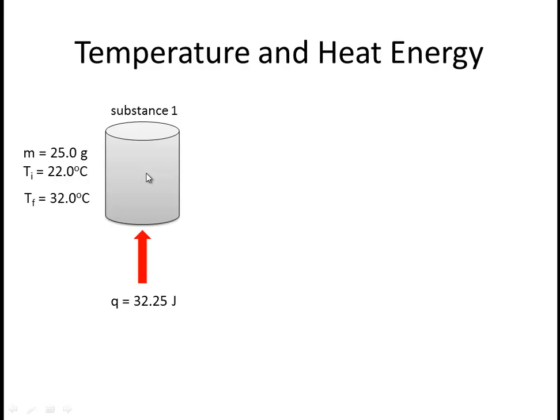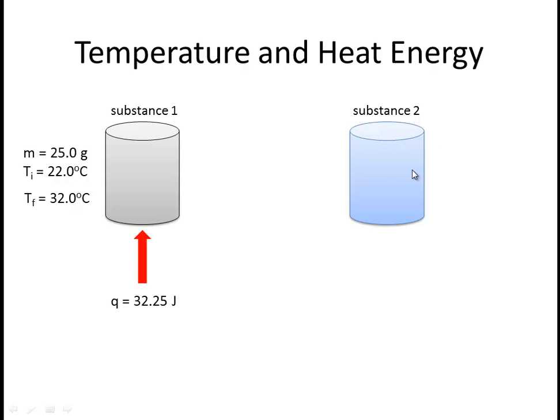Okay, and when we get done heating it, we measure the temperature of the substance, which we remember is a reflection of the average kinetic energy of the particles in a sample of matter. And the final temperature is 32 degrees, so you can see that the temperature went up by exactly 10 degrees Celsius. Okay, now let's consider substance number 2.